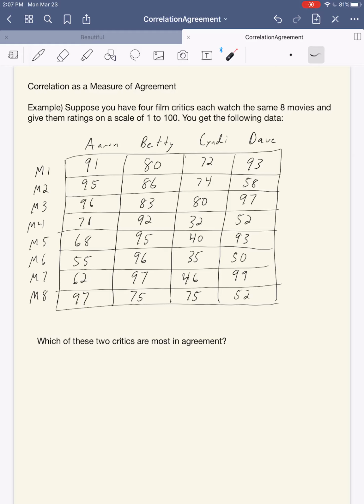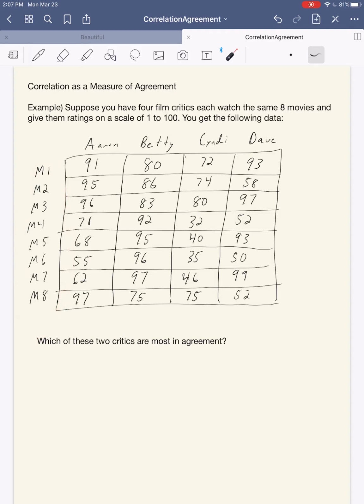So our question is, which of these two critics are most in agreement? Which two generally agree on which of these 8 movies are the best of the group, the worst of the group, and so on? This is a challenging question. We could start by asking who has similar scores. On movie 1, Ehren seems to be pretty close to Dave, so maybe Ehren and Dave agree. But on movie 2, Ehren gave it a 95 and Dave gave it a 58, so maybe they completely disagree. And that's just looking at the first 2 movies. We'd have to do that for all 8 of them.